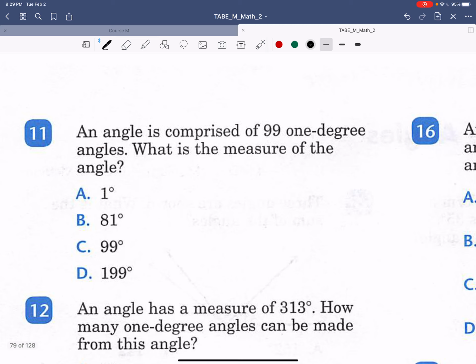An angle is comprised of 99 1-degree angles. What is the measure of the angle? 99 degrees.